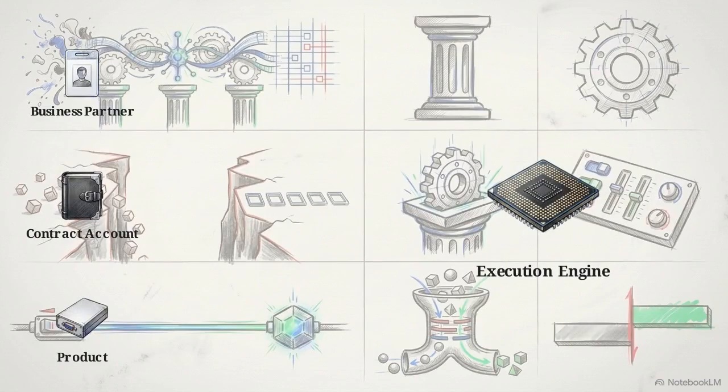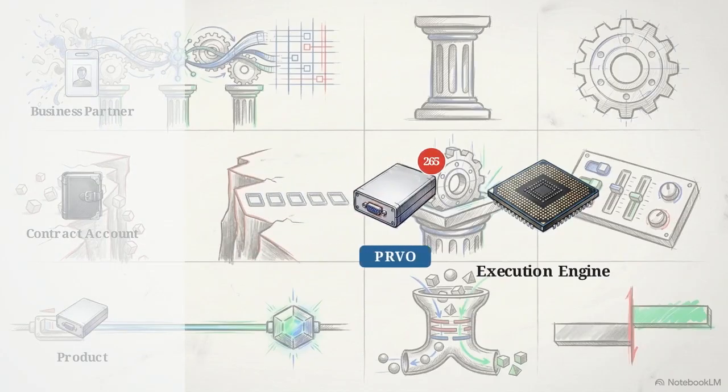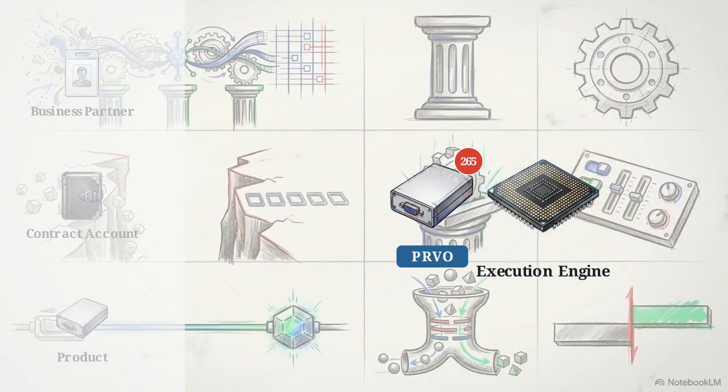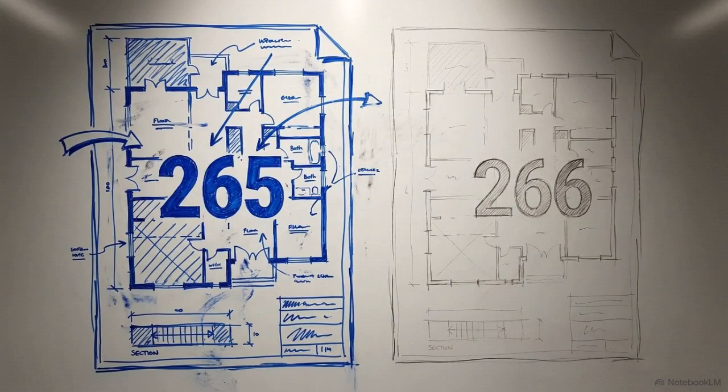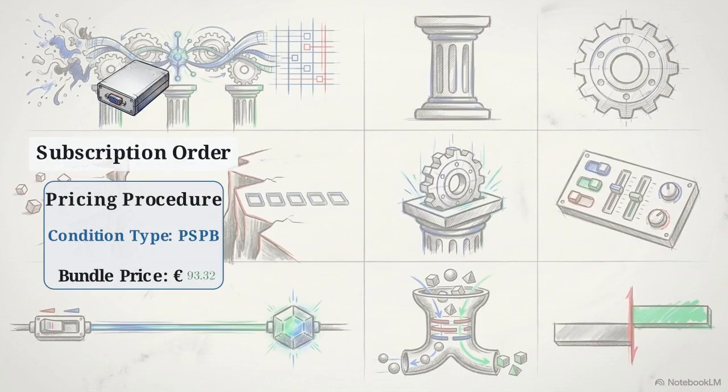Once the master data is set, execution begins with a subscription order, initiated via a transaction type like PRVO. At the header level, transaction category 265 dictates this document is an order. A separate category, 266, is reserved for the contract generated upon release. As the order is entered, the system evaluates SD pricing conditions, primarily condition type PSBB, calculating bundle prices.